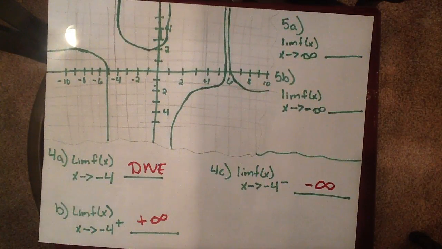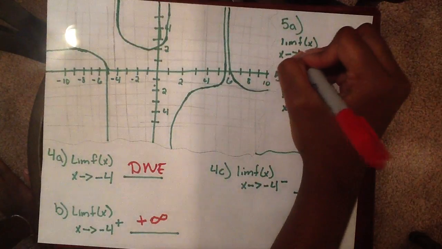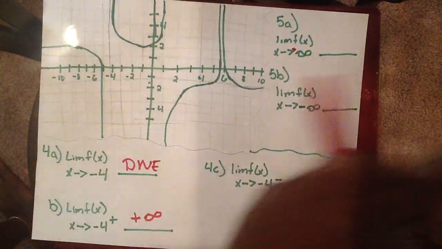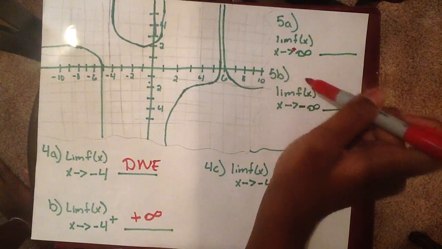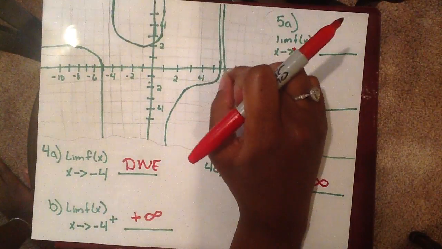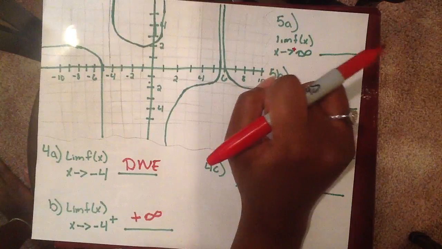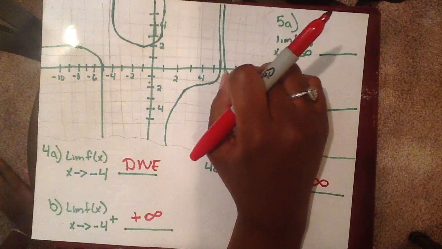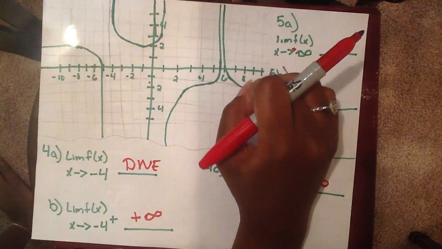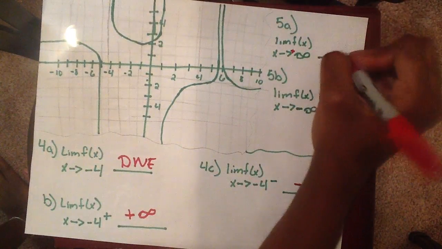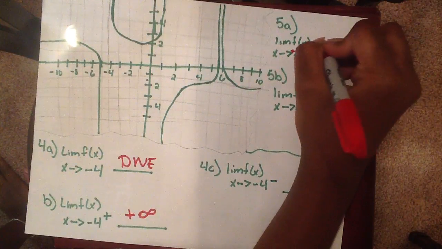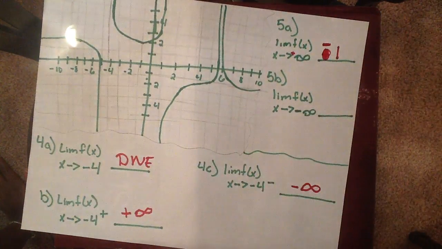For 5a, we have to find the limit of f of x as x approaches positive infinity. Let me put a positive right there. Looking in this direction, that's where our positive infinity is going to go towards, and these are x values. We see that it's kind of close to 1. So infinitely, never ending, our value is going to be going towards 1. So that answer is going to be not positive, whoa, -1.